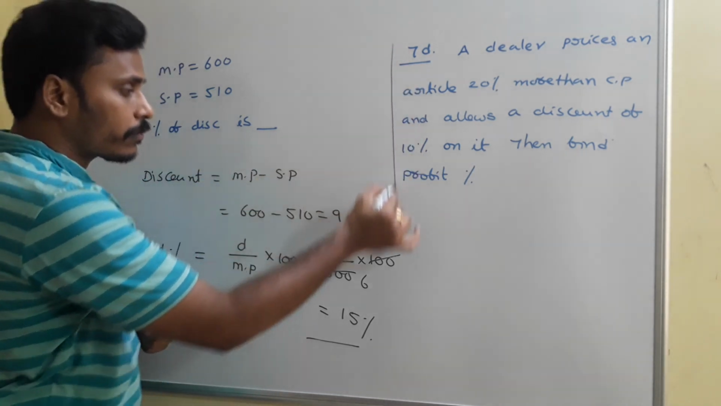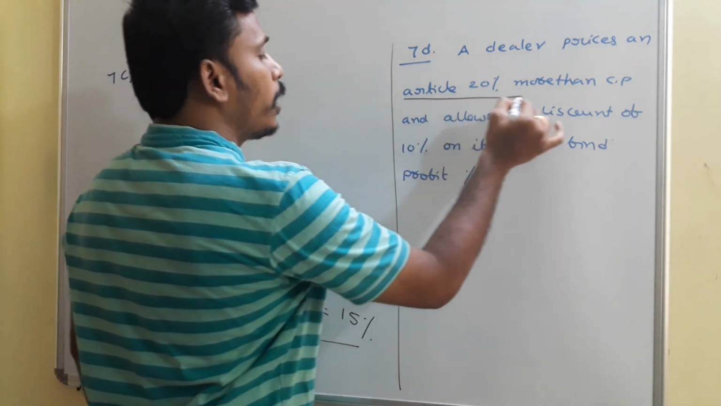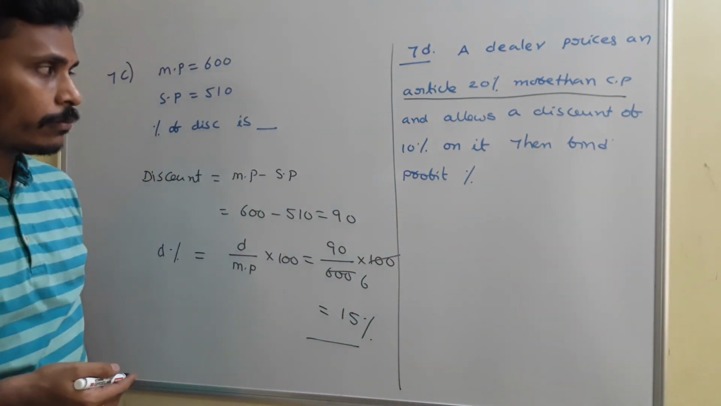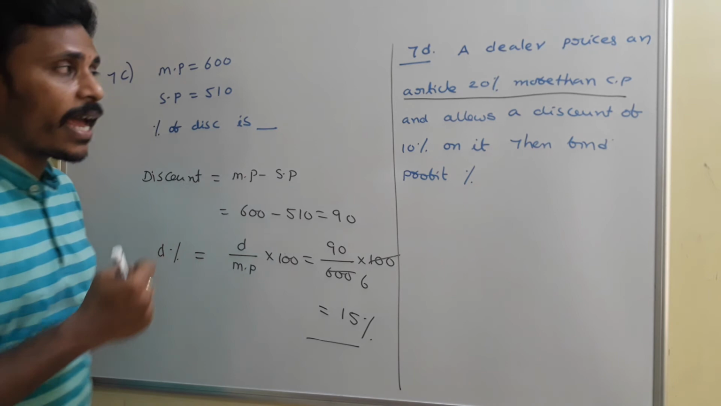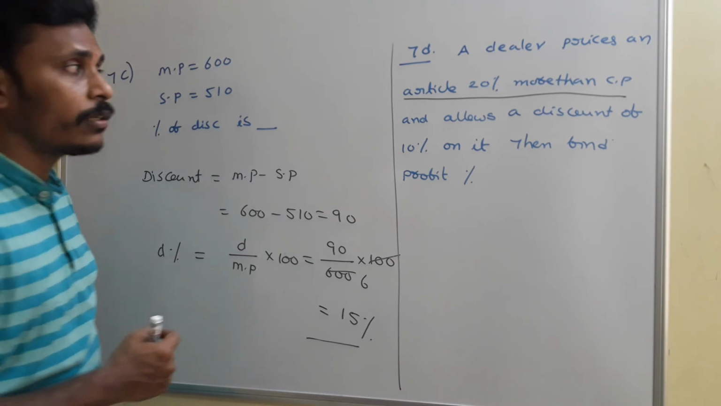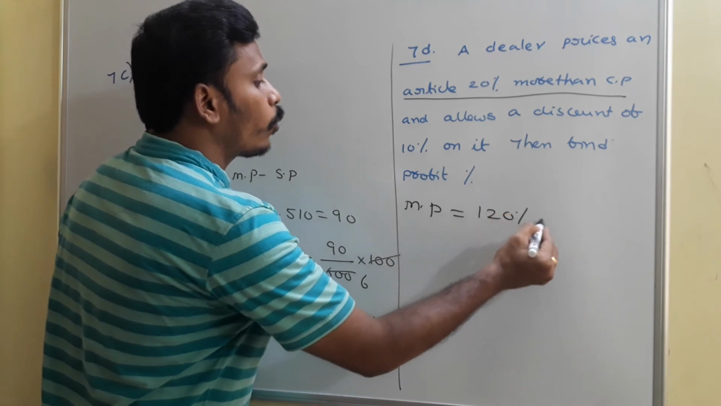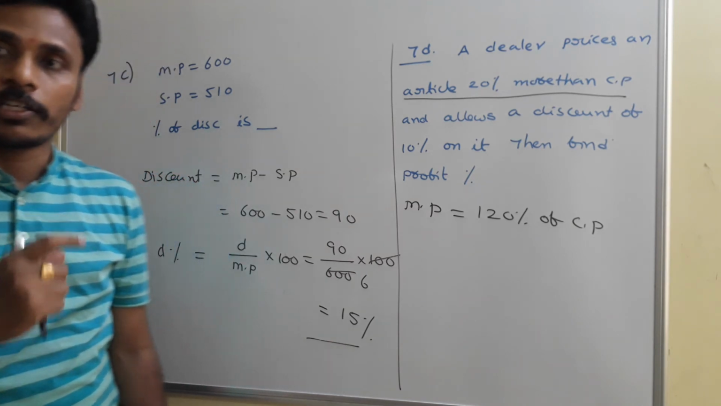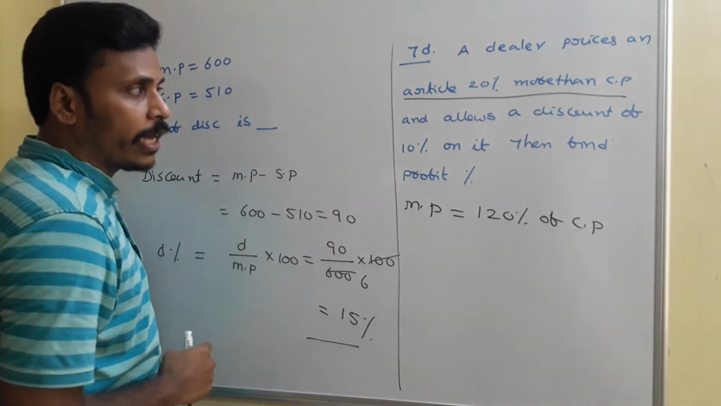And in the other case, another problem, 7D, I mentioned to you. A dealer prices an article 20% more than the cost price and allows a discount of 10% on it. Then find the profit percent. Look there: a dealer prices an article 20% more than the cost price. That means market price is 20% more, that is, 120% of cost price. Market price is 120% of cost price, because it marks the article 20% more than cost price.